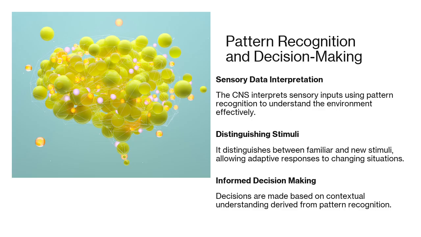So we said that there's this pattern recognition concept. The central nervous system uses pattern recognition to interpret sensory data, enabling it to distinguish between familiar and novel stimuli and make informed decisions based on the context. So the sensory nervous system is going to interpret, and it uses pattern recognition. Is this similar to something it's seen before? Or is it going to be something unique? It distinguishes between familiar and new stimuli.